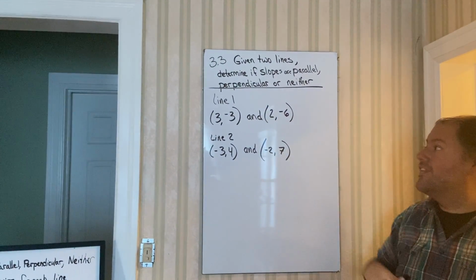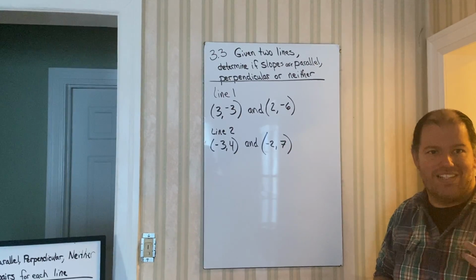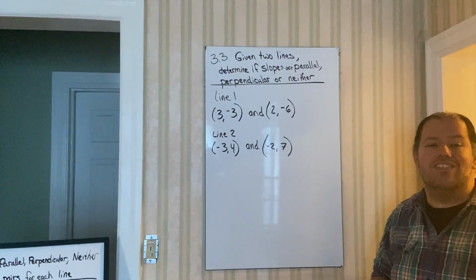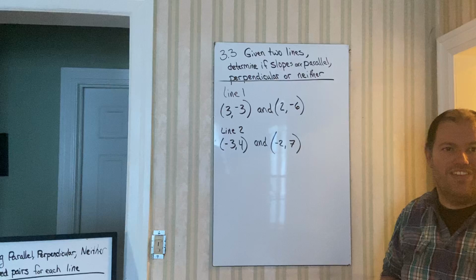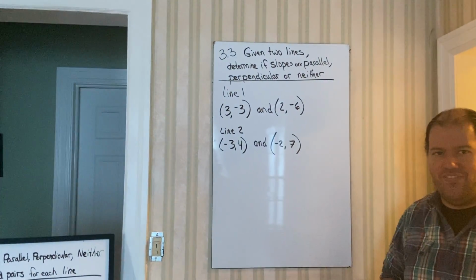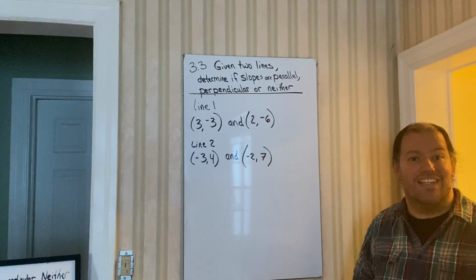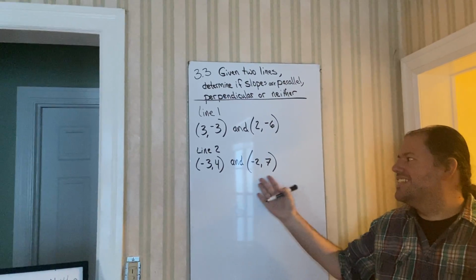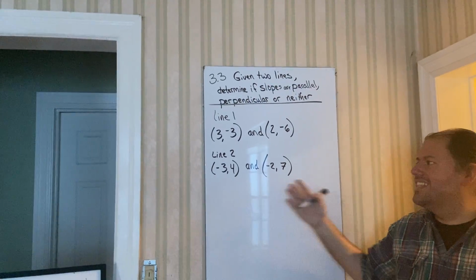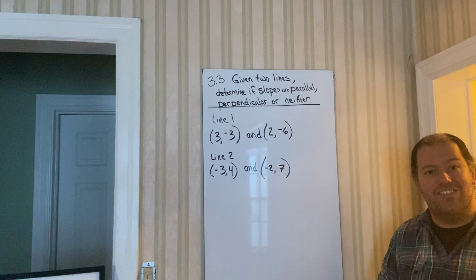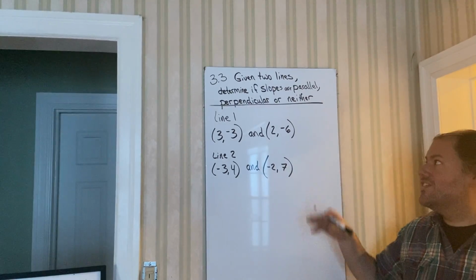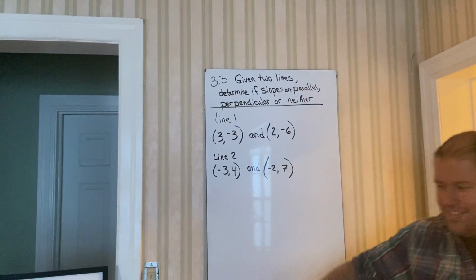They're going to give you line 1, but they're not going to give you the slope. They're actually going to give you two ordered pairs. And then they'll give you another line. And then they'll say, hey, you can find the slope given two ordered pairs. So what we're going to do is do these steps here.